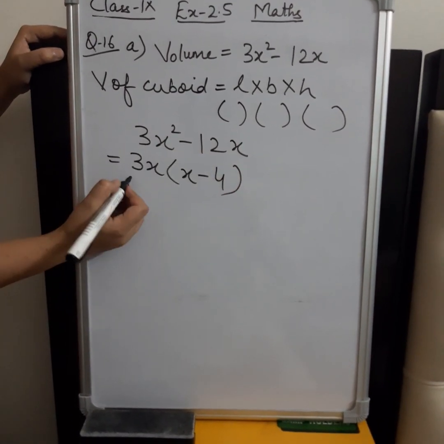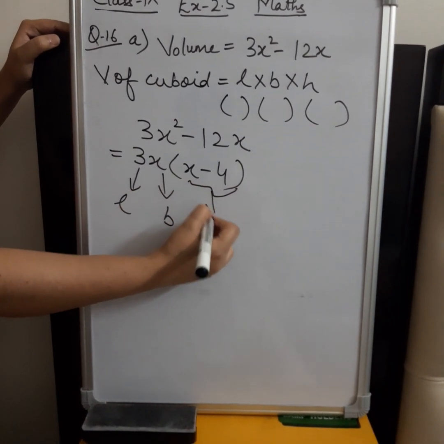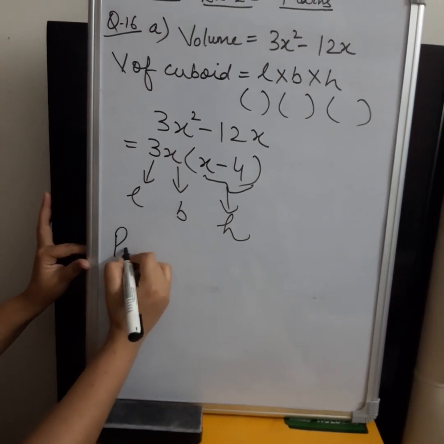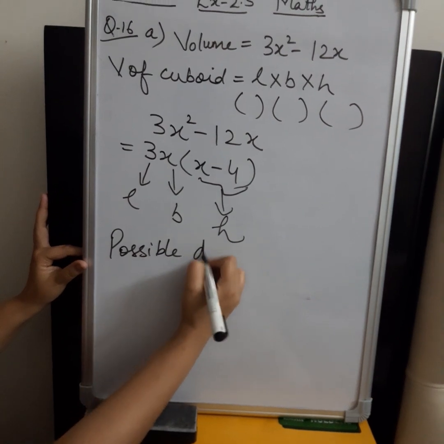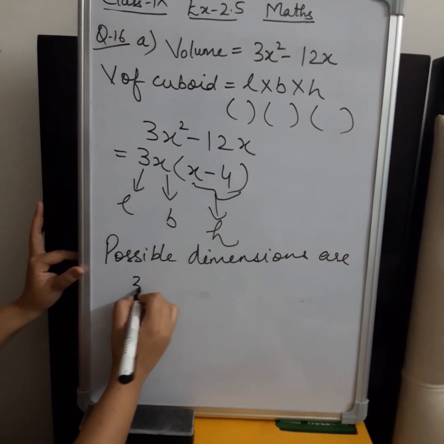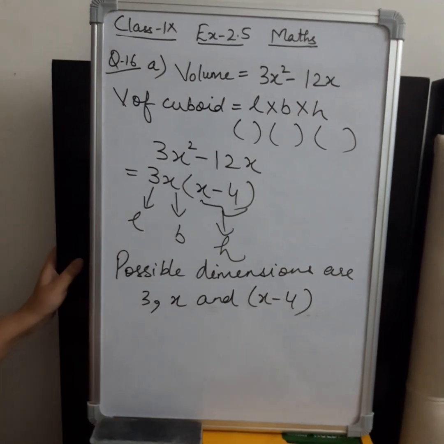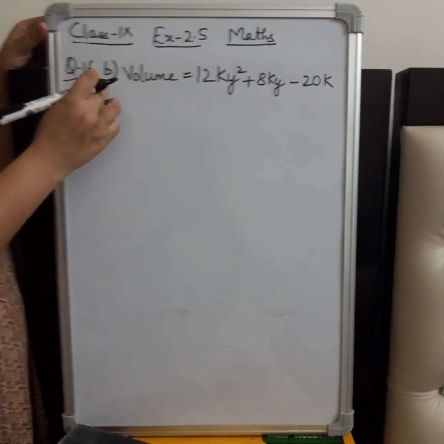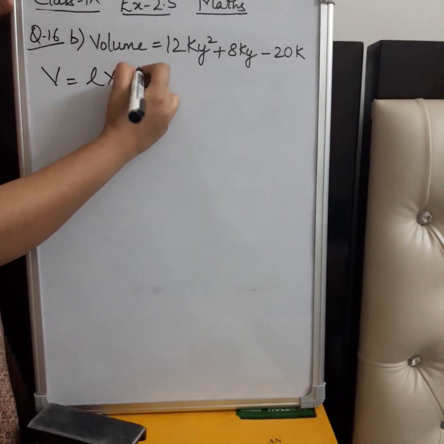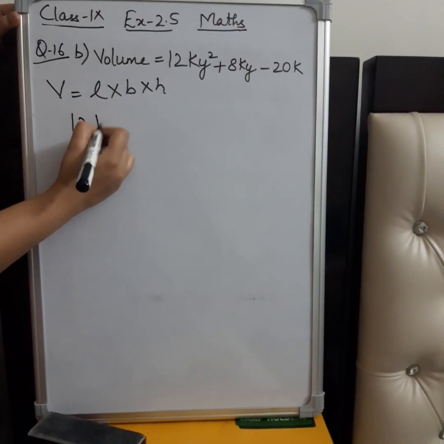So the possible dimensions are, 3 can be the length, this can be the breadth and this can be the height. So the possible dimensions are, we will write, possible dimensions are 3x and x minus 4. That's it. Now again the same concept is to be used as we have done in the A part. Volume is L into B into H, but here the question is a little different.